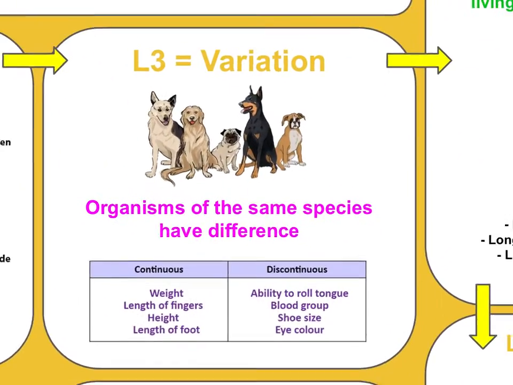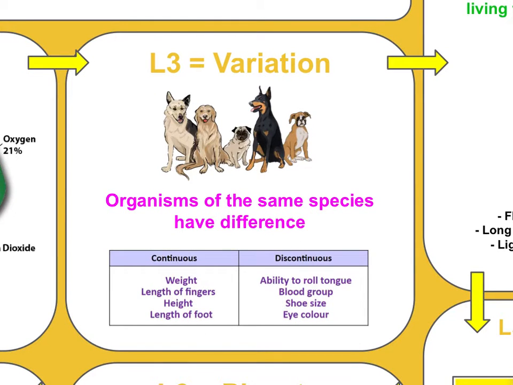Lesson 3 was on variation. What is variation? It's when organisms of the same species have differences. So these are all dogs, but they all look different because they're all variants of the same species.